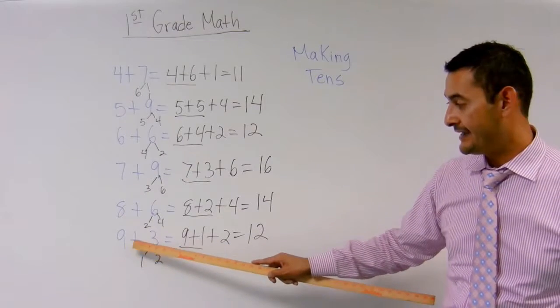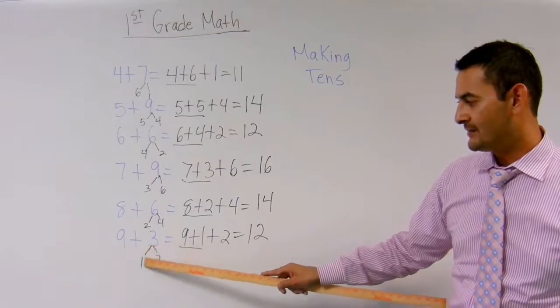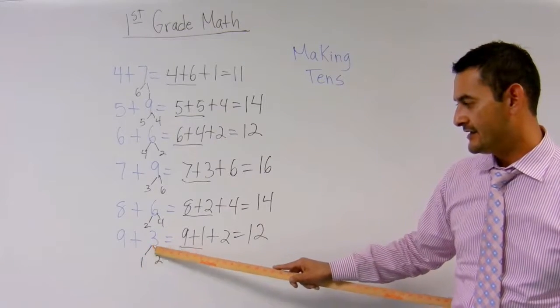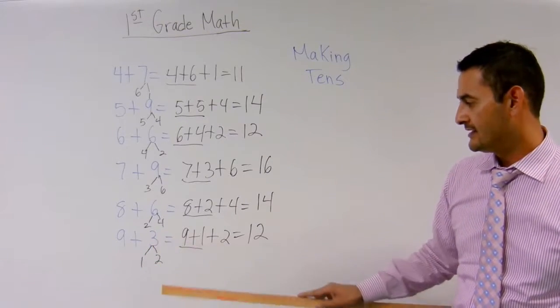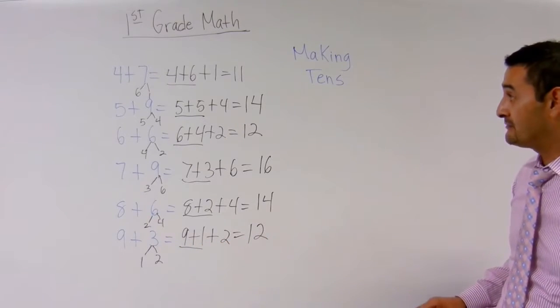Next I've got 9 plus 3. Well, I know that 9 plus 1 equals 10. So I'm going to decompose this. I put the 1 there. 1 plus 2 is 3. So now I've got 9 plus 1 plus 2 equals 12. And that's pretty much it.